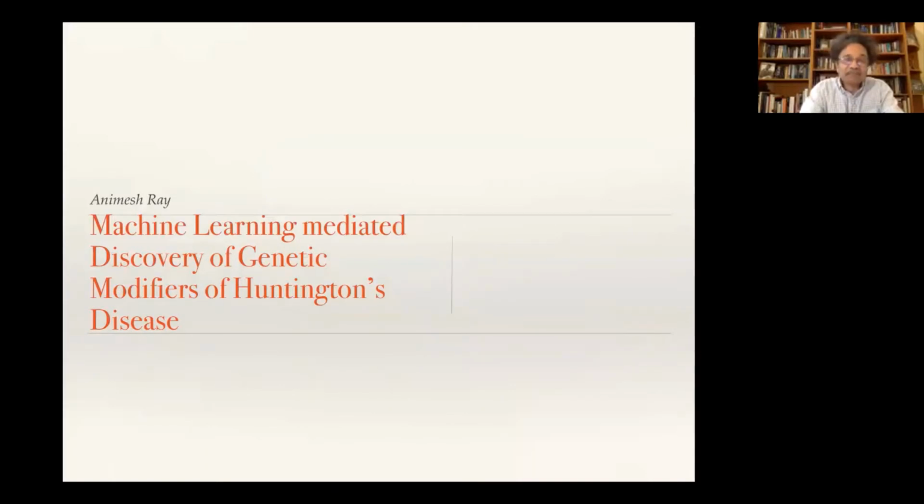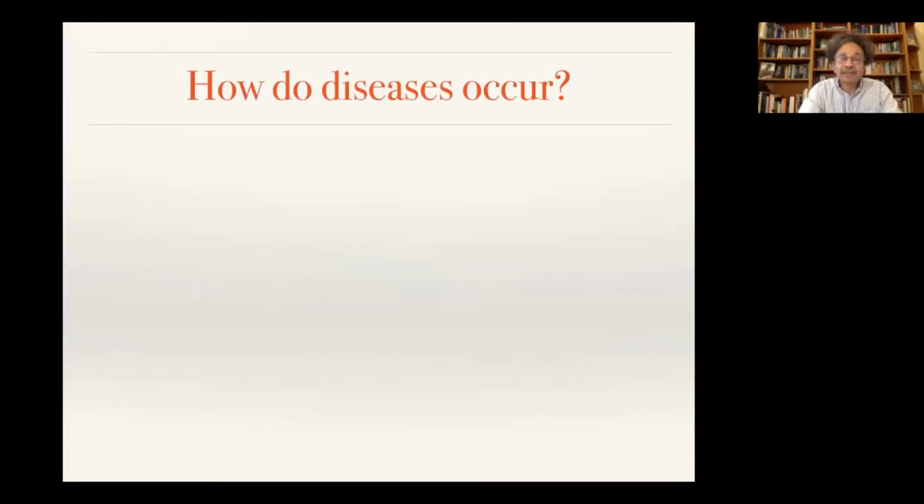Good to see you. Okay, so the title is Machine Learning Mediated Discovery of Genetic Modifiers of Huntington's Disease, but I will talk a lot about experiments as well. But let me start at a more general place. How do diseases occur? And these days, of course, you are learning a lot from media as well as papers about COVID-19.